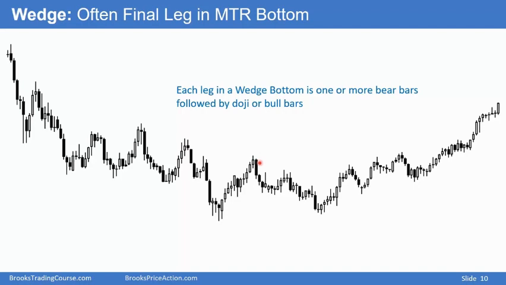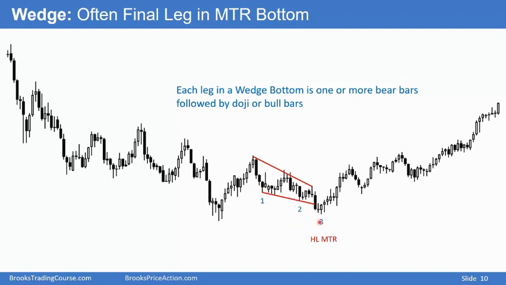Here we have a wedge bottom, 1, 2, 3, and the minimum that traders need to see to conclude it's a wedge is a bear bar followed by a bull bar. So 1, pull back, and then 2, pull back, and then 3. However, there's a smaller wedge as well, a bear bar, doji and bull bar, and then bear bar, bull bar. This is also a smaller wedge, 1, 2, 3. So different ways to draw it, 1, 2, 3.